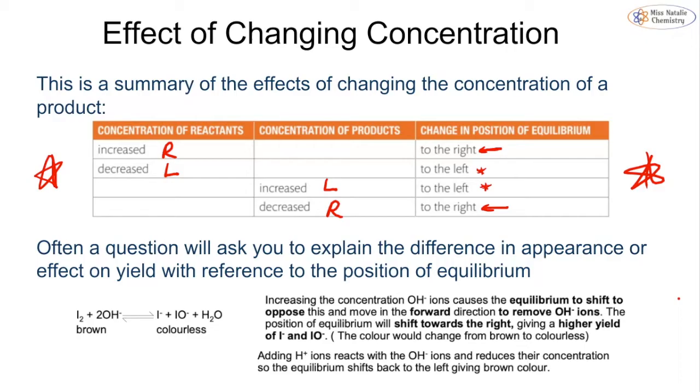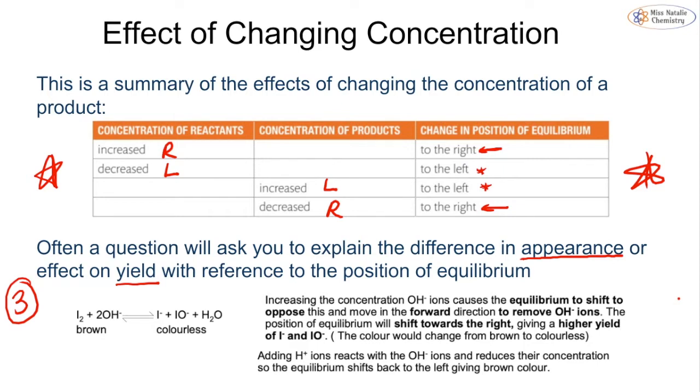Now, often a question will ask you to explain the change in equilibrium or the position of equilibrium, and it will link it to appearance or yield. And a question like this will tend to be 3 marks. So you would have 1 mark for stating what happens to the position of equilibrium, 1 mark for the short explanation as to why, and the 3rd mark would be what effect that has either on the appearance or on the yield.